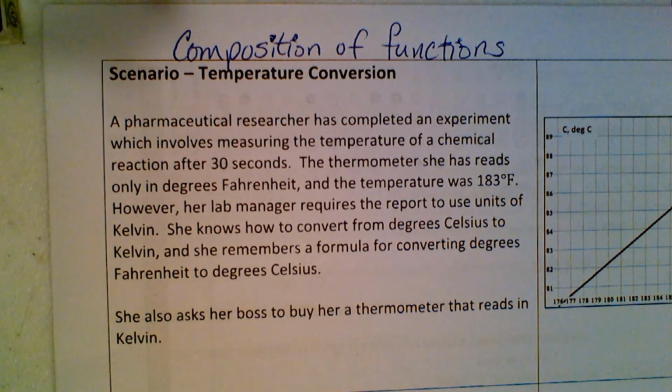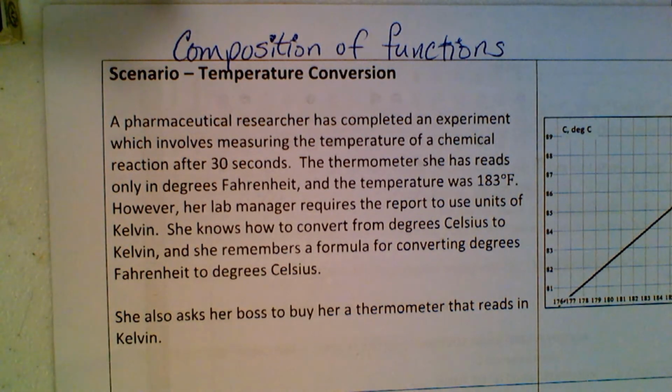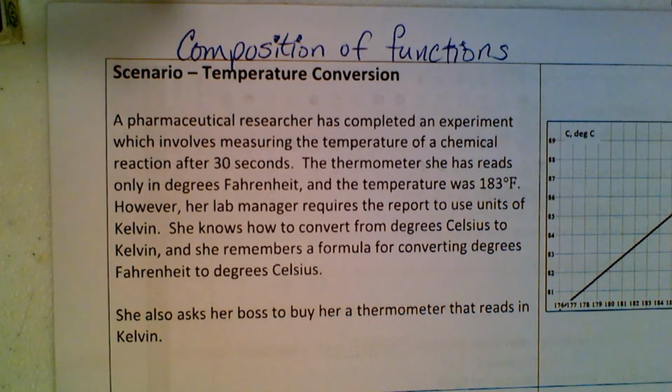A pharmaceutical researcher has completed an experiment which involves measuring the temperature of a chemical reaction after 30 seconds. The thermometer she has reads only in degrees Fahrenheit, and the temperature was 183 degrees Fahrenheit. However, her lab manager requires the report to use the units of Kelvin. She knows how to convert from degrees Celsius to Kelvin, and she remembers a formula for converting degrees Fahrenheit to degrees Celsius. She also then asks her boss to buy her a thermometer that actually reads in Kelvin, so she doesn't have to do all that extra work. So we have to sort through this.